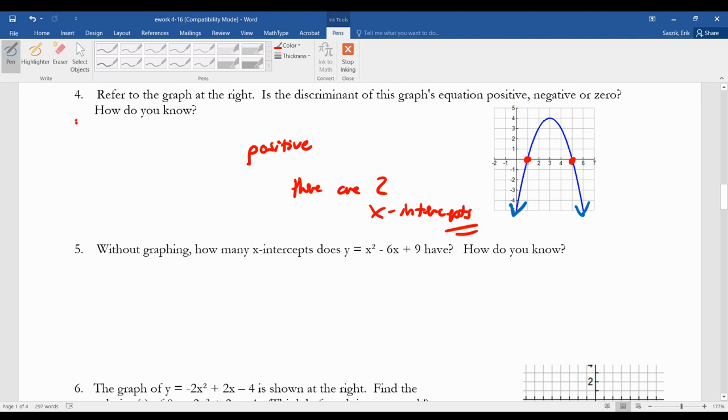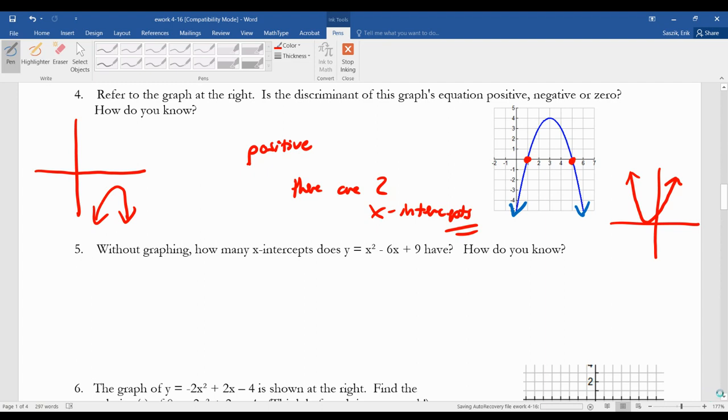So let's just do a little supplemental thing here. If I had a graph like this, you would say that that discriminant would have to be negative because there's no solution there. That doesn't hit the x-axis at all. And then here in this problem, you would say that this one is a discriminant of 0 because it just has one solution. It just nicks the x-axis right there.